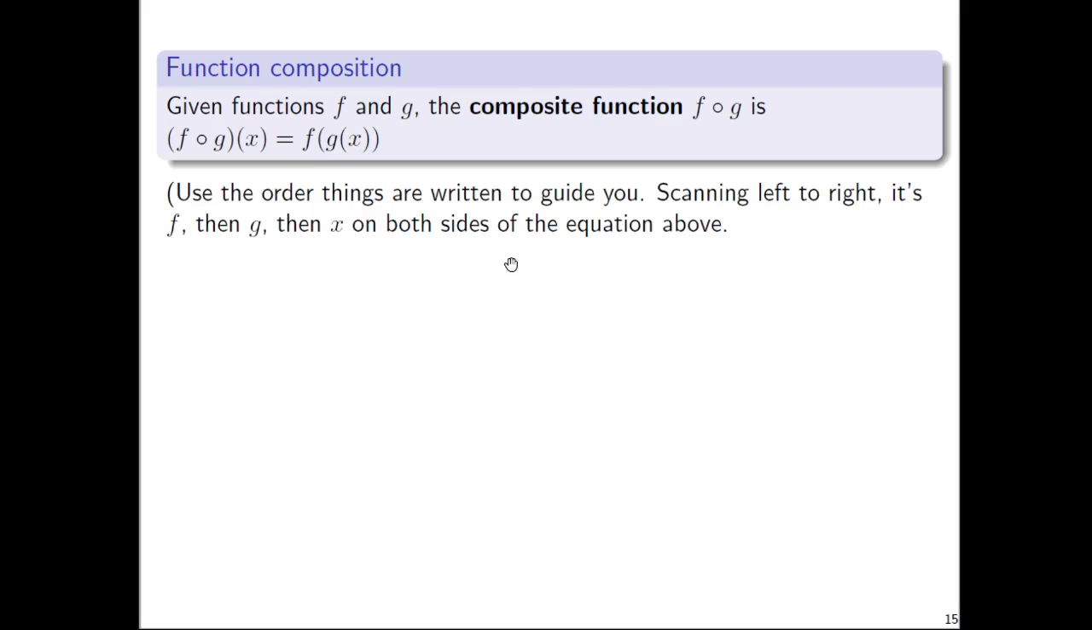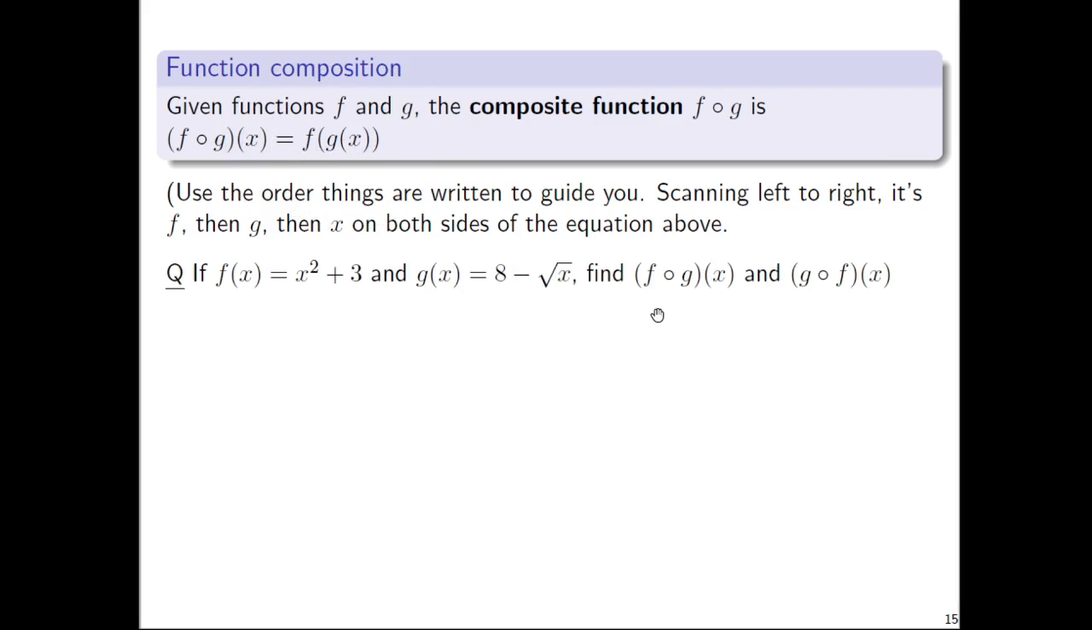So use the order that things are written to guide you. Scan from left to right. Notice here, if we just scan from left to right, it's f, and then we encounter a g, and then we encounter an x, and same deal here. It's f, and then g, and then x. That's how you can remember what's going on here. You don't want to accidentally flip the f and the g here.